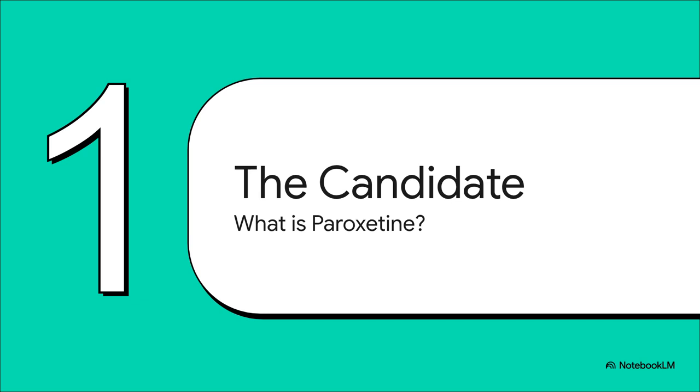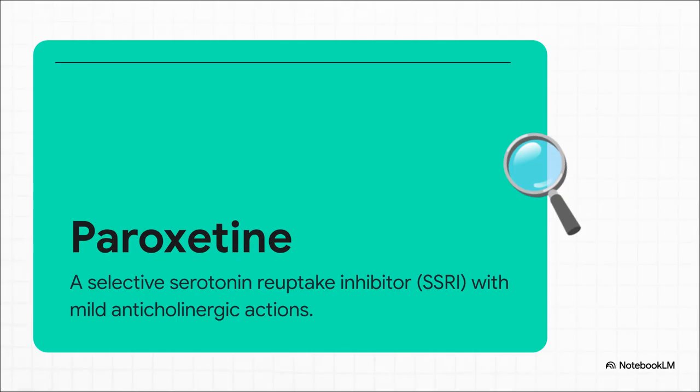Who are we looking for? And what exactly is paroxetine? So, at its core, it's an SSRI. Simple enough, right? You're familiar with those. But here's the kicker, the thing that makes it stand out from the crowd. It has mild anticholinergic actions. And trust me, that's not just some trivia for a pharmacology exam. It has real, tangible effects on your patients.